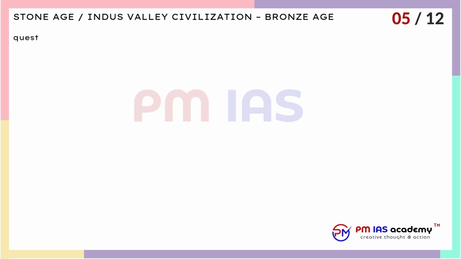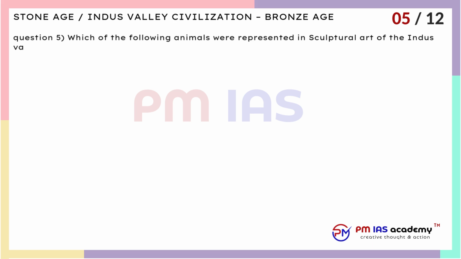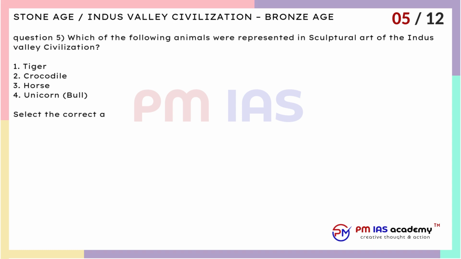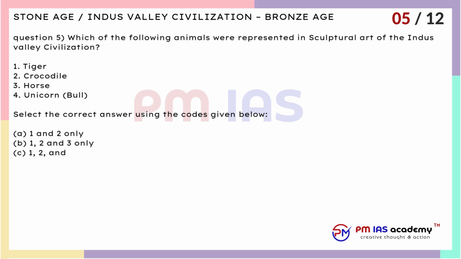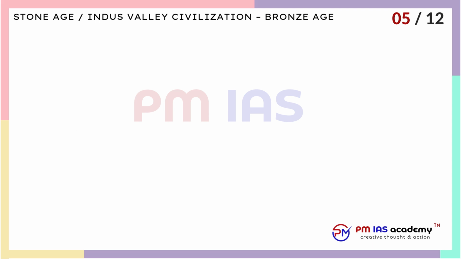Question 5. Which of the following animals were represented in sculptural art of the Indus Valley Civilization? 1. Tiger. 2. Crocodile. 3. Horse. 4. Unicorn, bull. Select the correct answer using the codes given below. A. 1 and 2 only. B. 1, 2 and 3 only. C. 1, 2 and 4 only. D. 1, 2, 3 and 4.